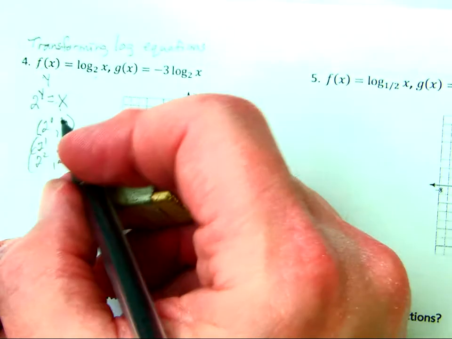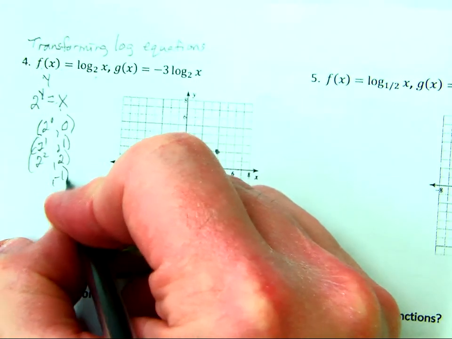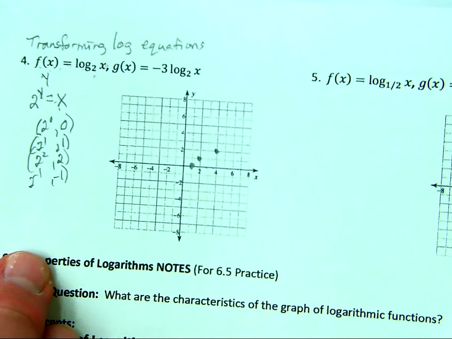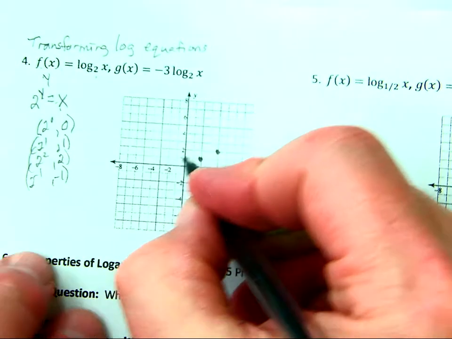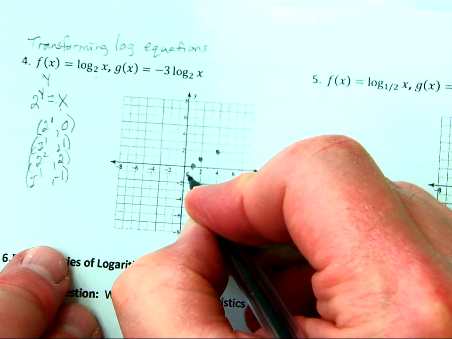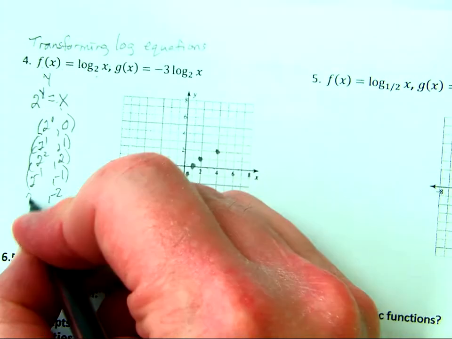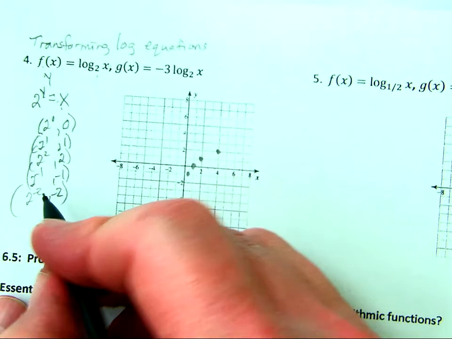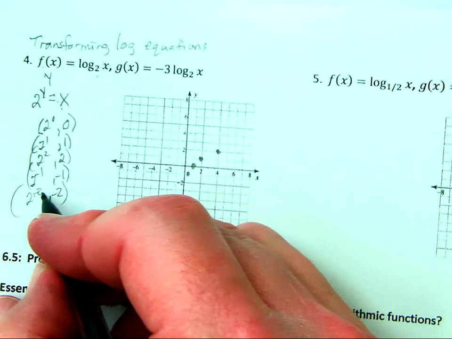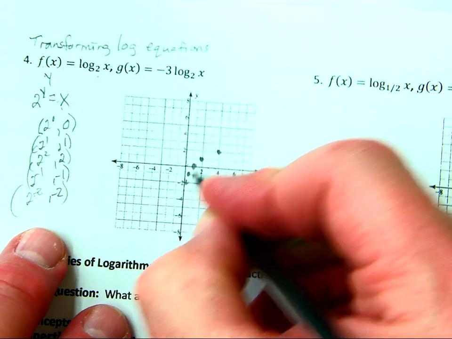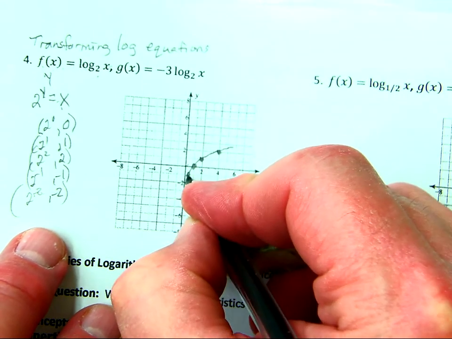If y is negative 1, that'd be 2 to the negative 1, which is 1/2. So 1/2, negative 1. If y was negative 2, that'd be 2 to the negative 2. Remember, that's the reciprocal of 2 squared, so that's 1/4. So 1/4, negative 2. So that graph's going to look like this.